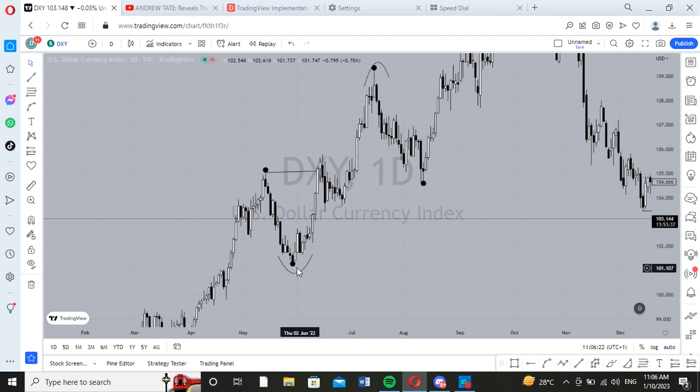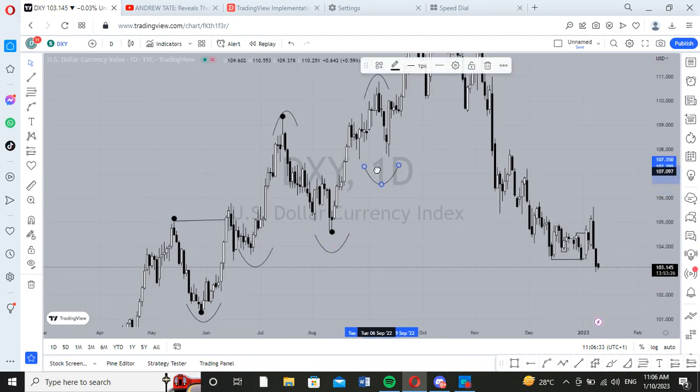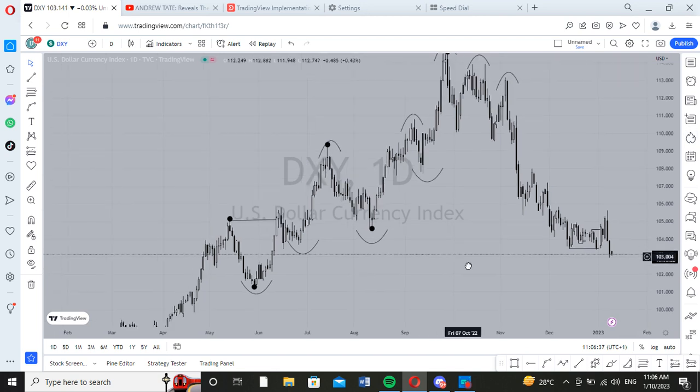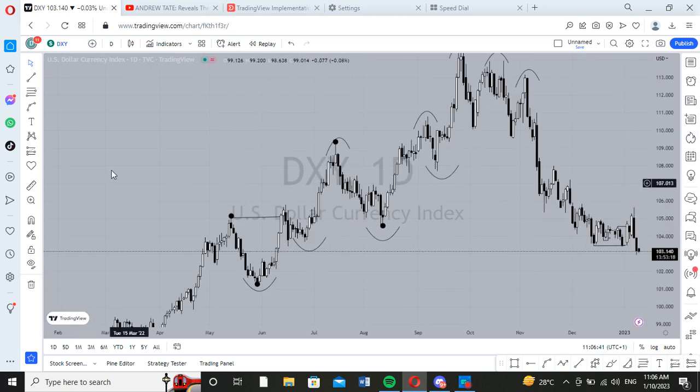So we use the curve, like I use curve to represent that. So I'll mark this one, then I'll also mark this low. Okay, then I'll take this low also. So now what did you observe right here on this structure? You observe that the market has been respecting demand and supply.